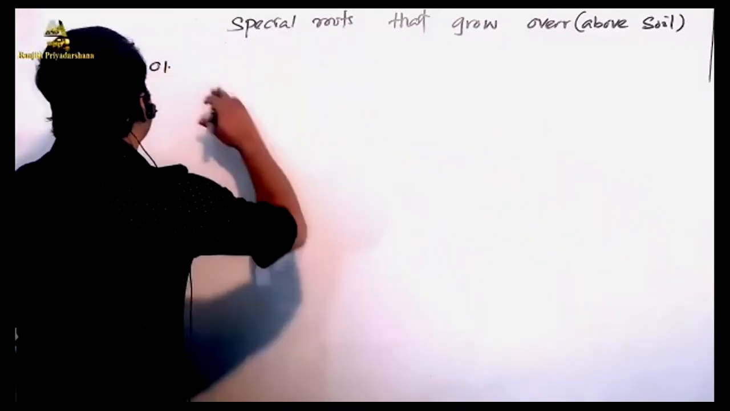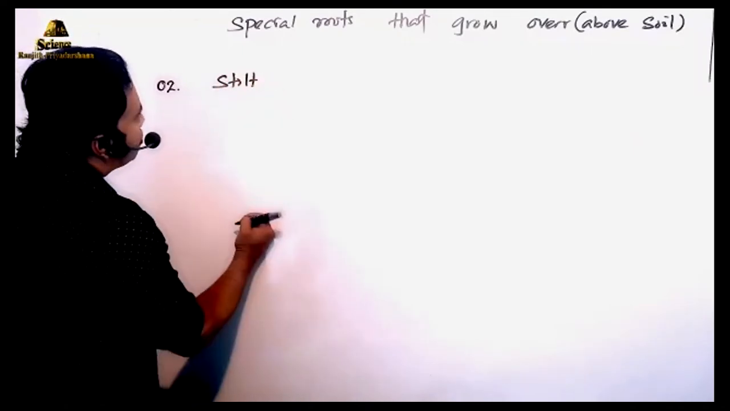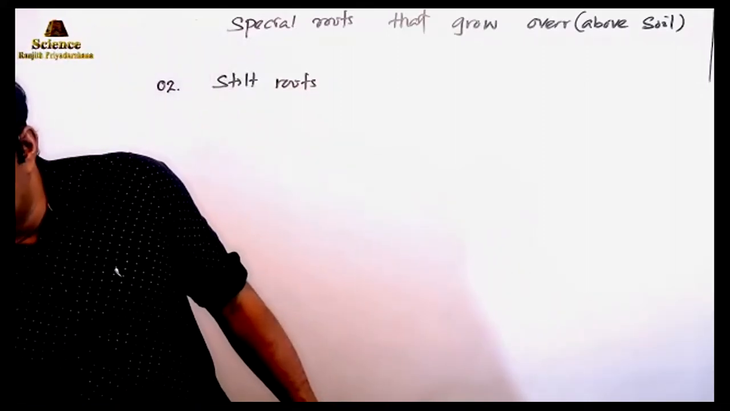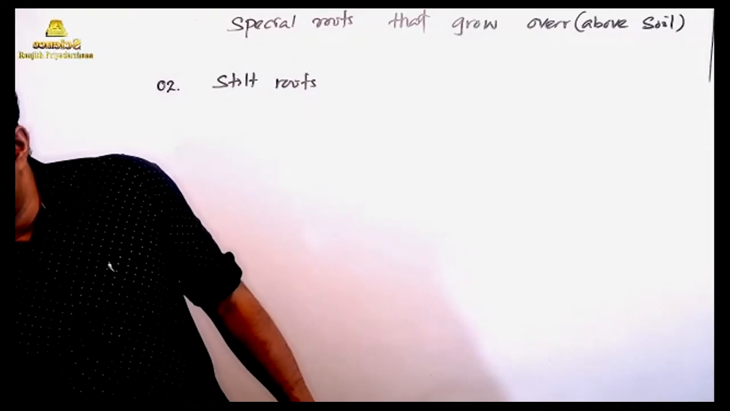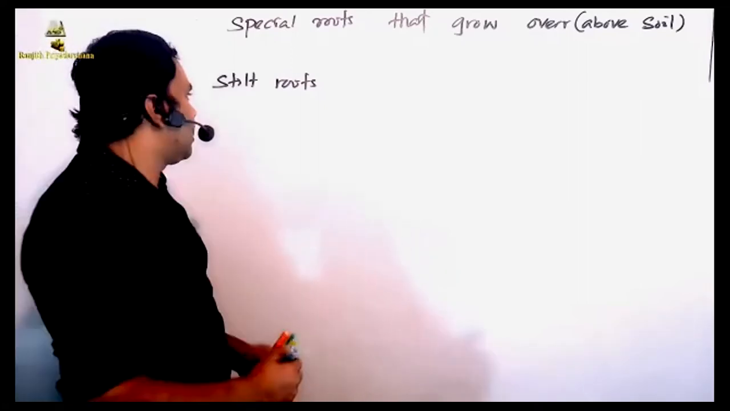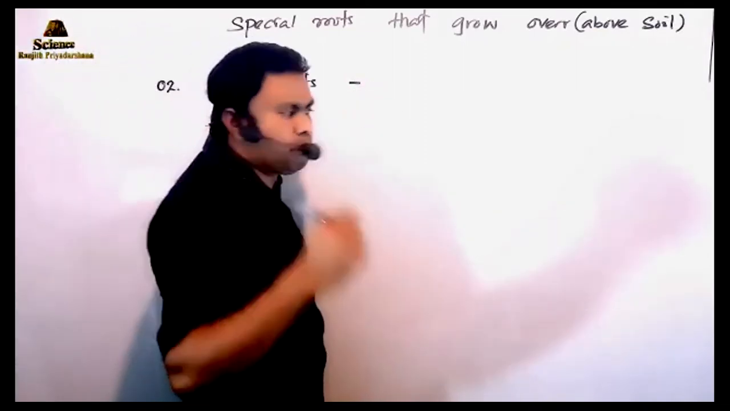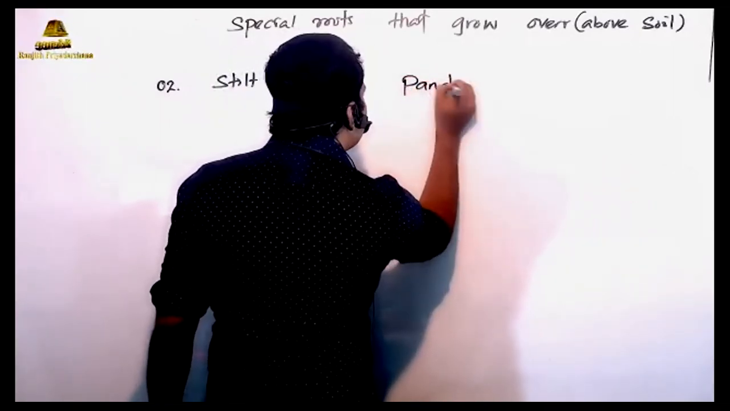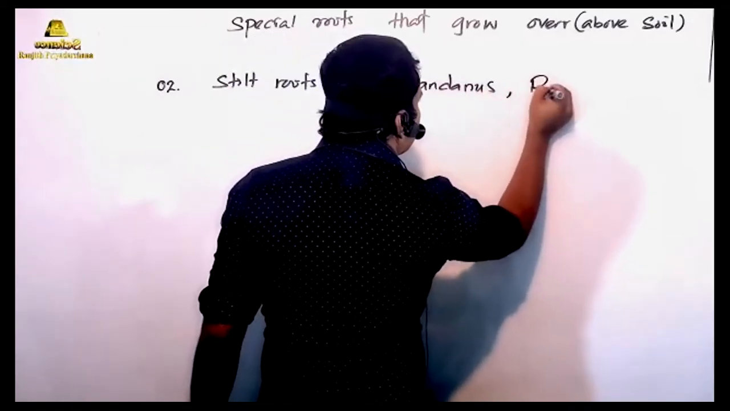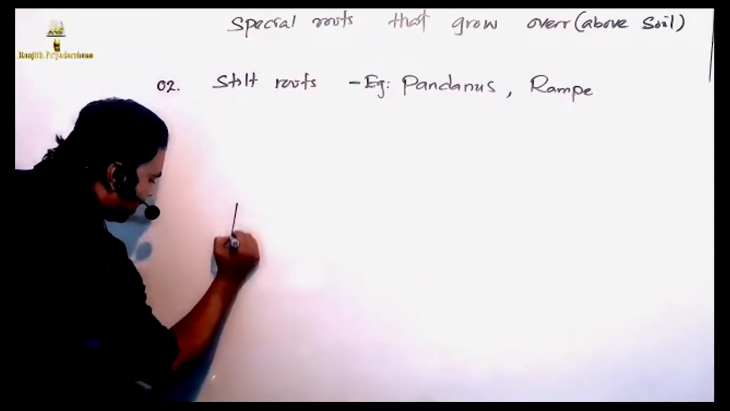Okay, second types of roots. Stilt roots. So what does it mean by stilt roots? Have you ever seen stilt roots? Yes, sir. Oh, yes. So we can see that in pandanus. That's pandanus. Another example. Rambe. Yes, here's a huge vetakaya plant.